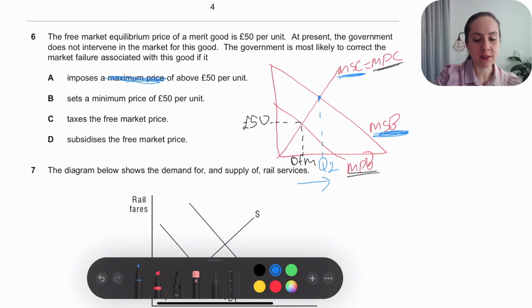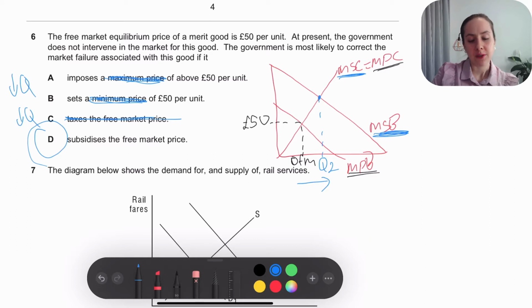So I can already exclude maximum prices and minimum prices. Did you know that both of these reduce quantity? Tax is going to reduce the quantity too, so that is not the answer either. Turns out the subsidy is, by default, the right one, but you can imagine kind of how it works too.